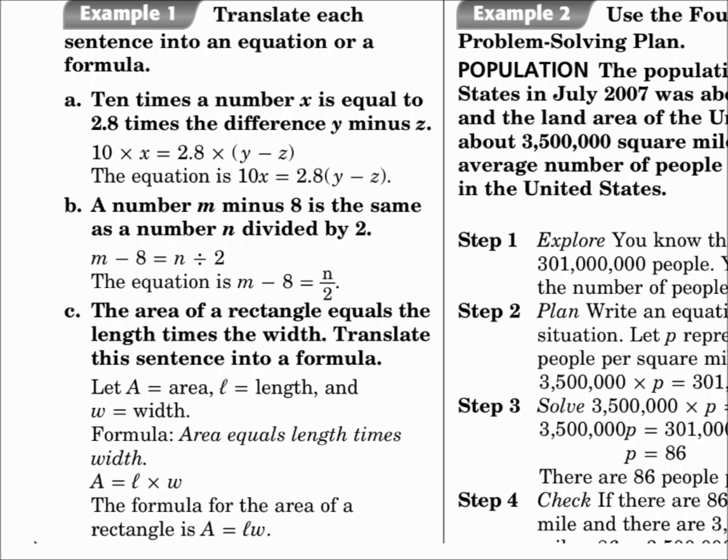B. A number m minus 8 is the same as a number n divided by 2. So, match it up. A number m is your m, minus is subtracting, 8, is the same as is your equal sign. A number n is your n, divided by is the division sign, 2 is 2. And then they polish it up a little bit. Instead of saying n divided by 2, they just say the fraction n over 2.